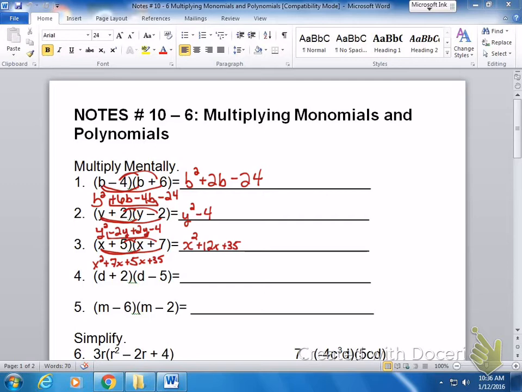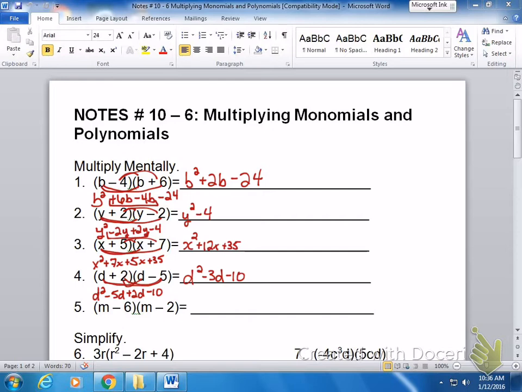We have d plus 2 times d minus 5. d times d, d squared. d times negative 5 is negative 5d. 2 times d is 2d. 2 times negative 5 is negative 10. So my answer is d squared, negative 5d plus 2d. Negative 5d plus 2d gives me negative 3d, and then minus 10.